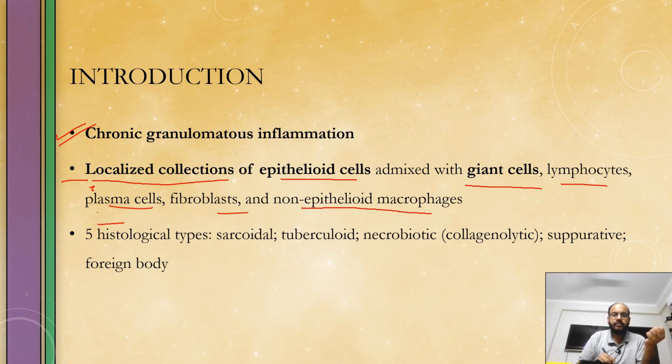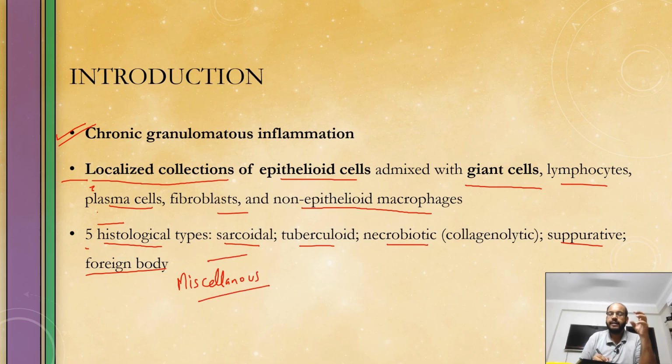Okay, there are five histological types. In fact, there are more than five types, and we will be discussing them further in the lecture. But predominantly the five types are sarcoidal granulomas, tuberculoid granulomas, necrobiotic or collagenolytic granulomas, suppurative granulomas, and foreign body granulomas. Apart from that, you have a final category which is miscellaneous, in which you see a different type of architecture of granulomas, and it is very difficult to put the miscellaneous category into the initial five types.